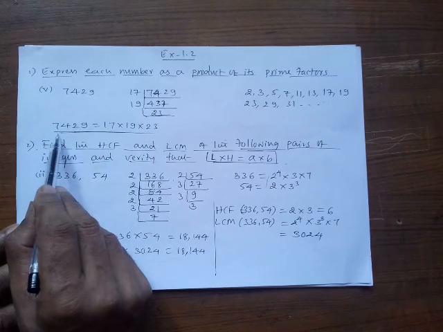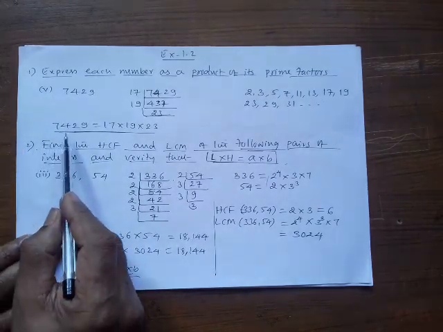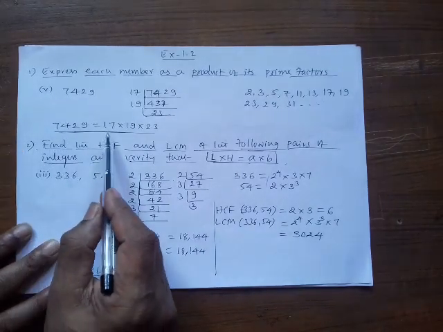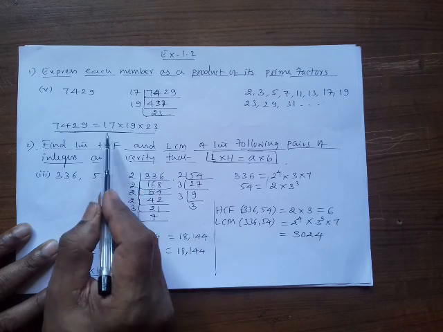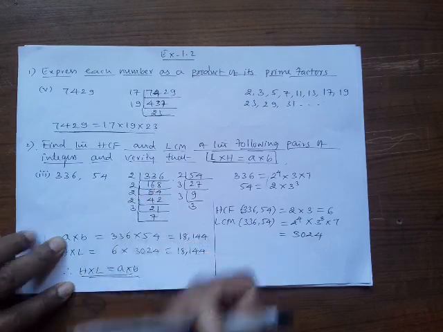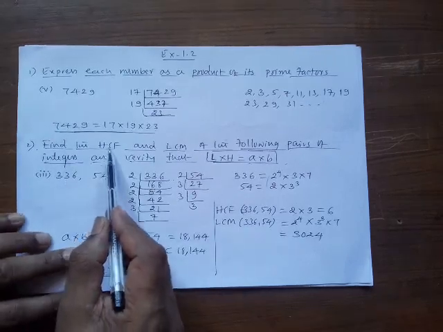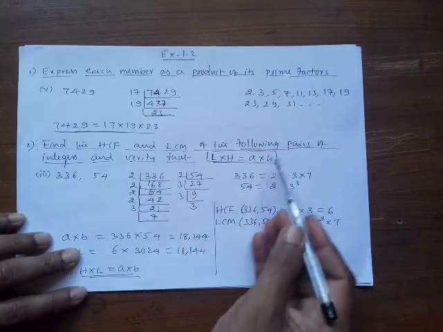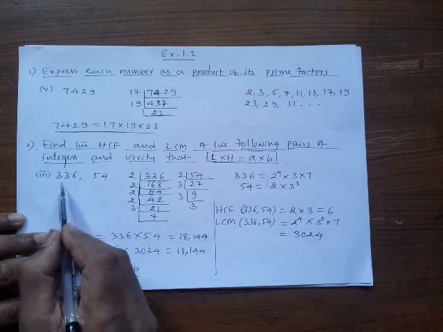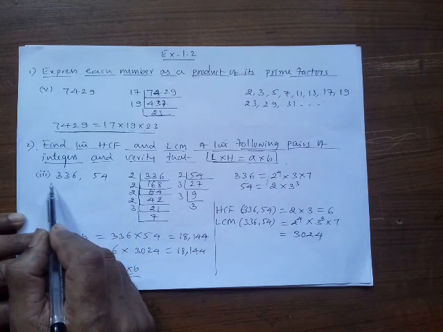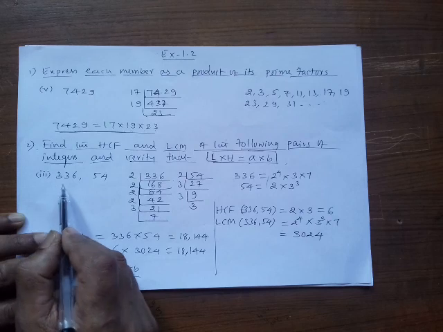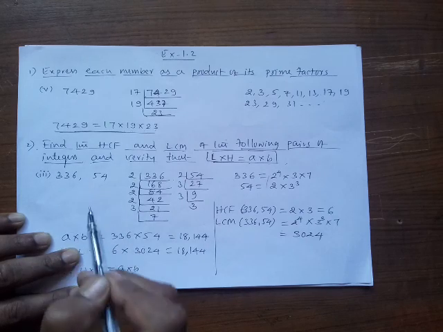So I have expressed 7429 as the product of primes. These are the prime numbers. In the next question, next main, you are asked to find out HCF and LCM for a given pair of numbers. Here I have taken the third problem, 336 and 54.